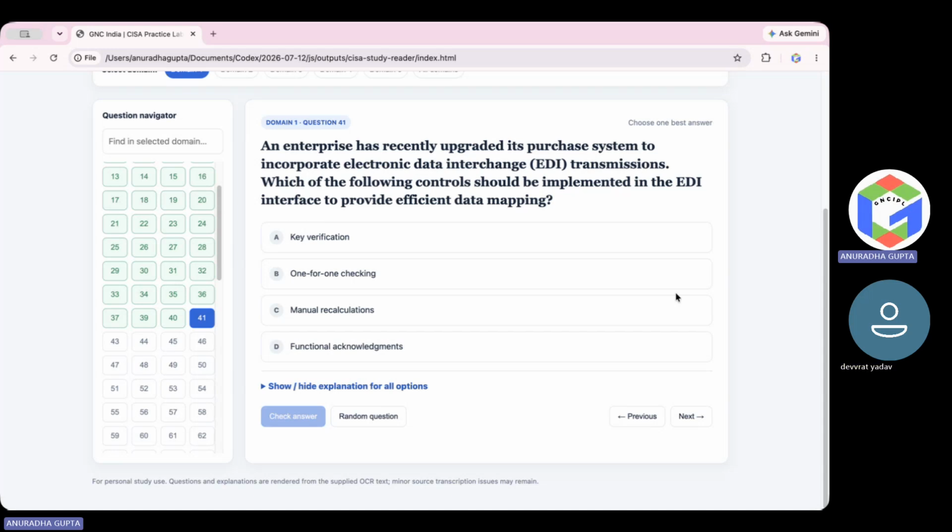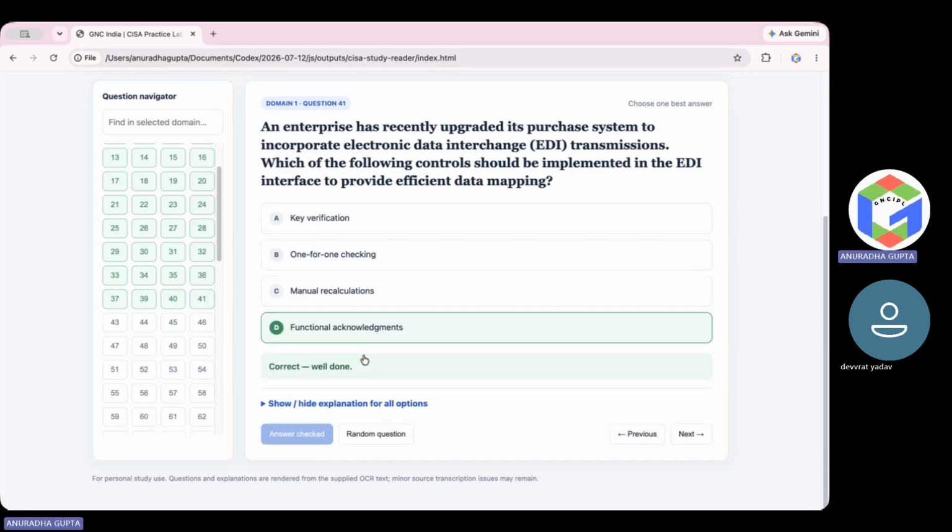Or the financial ecosystem, right? That would be the best word, I think. So we need to think like that. One for one can also be considered, but it will not give you the best one, right? Again, we need to identify the best solution. Manual recalculation we can ignore. So we are left with functional acknowledgement. So let's see. This is the correct one.